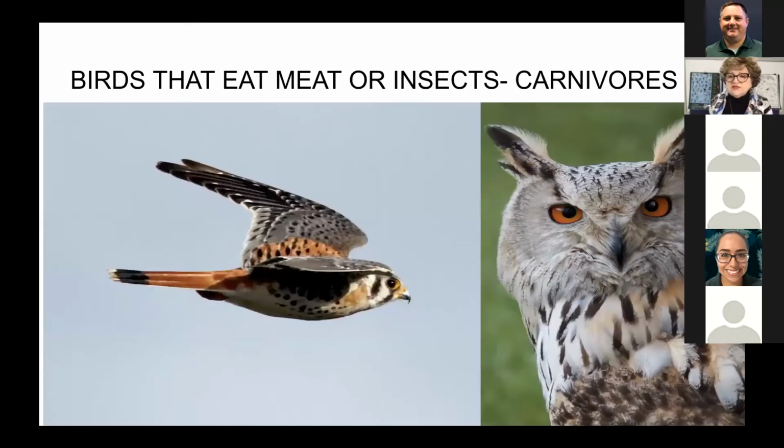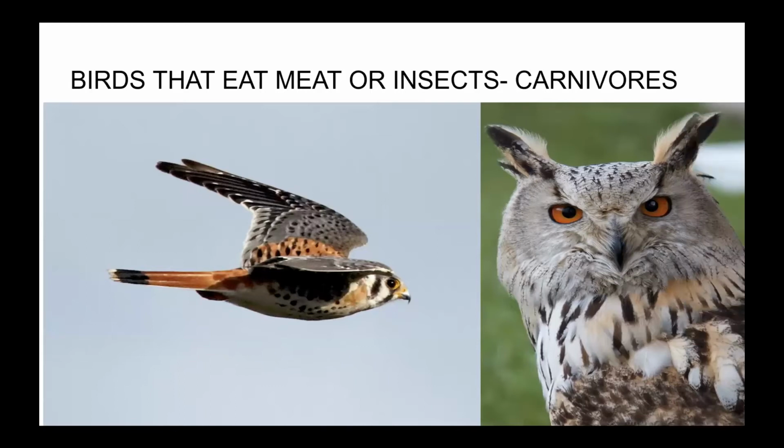Birds that eat meat or insects are carnivores. Carne means meat, vor means eater. They eat meat. So the one on the left is our friend the kestrel, our smallest bird of prey in Texas. And he will eat things like insects, mice, voles, small things, because he is a small bird. The animal on the right is much, much bigger than a kestrel. This is a horned owl. And they eat rats and moles and voles and mice and other birds and snakes. But they just eat meat, carnivore.